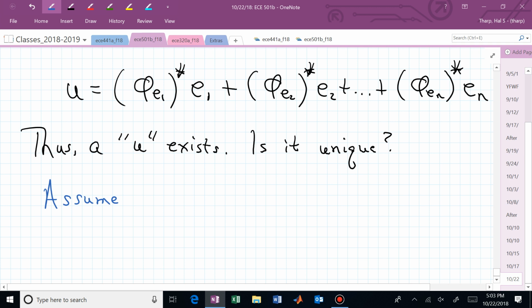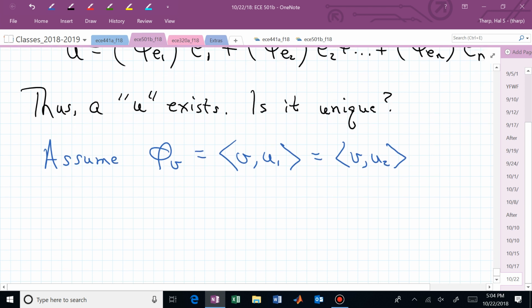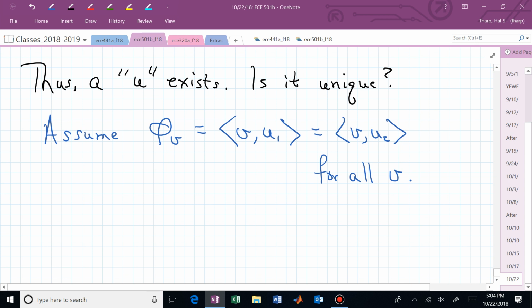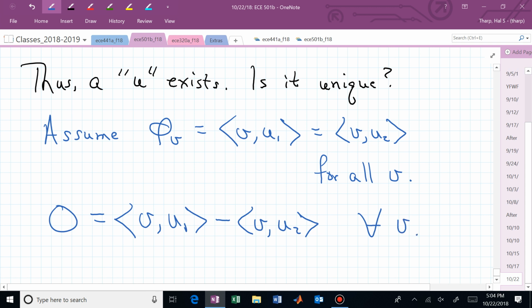the uniqueness. So assume that this linear functional is applied to V, and let's say that somebody gets a U1 and I get a U sub 2. And they say, well, mine works, and I say, well, mine works, so they must be equal. Now we're assuming that this is for all V. What we need to show is that U1 is equal to U sub 2. Well, if they're equal, then their difference will give us the 0 element. So now a scalar. So now we have 0 is V inner product with U1 minus V inner product with U2. And that's true for all V.